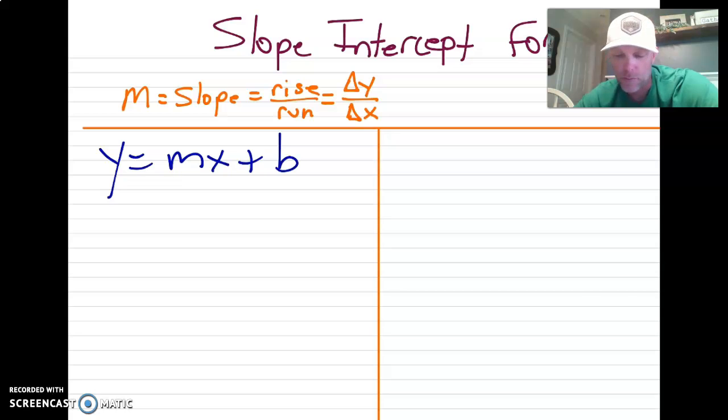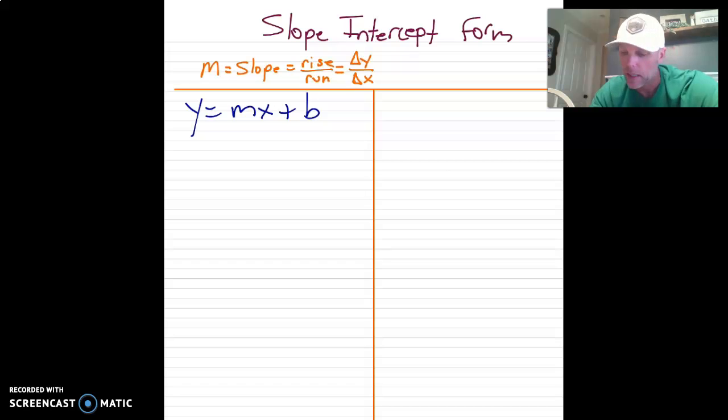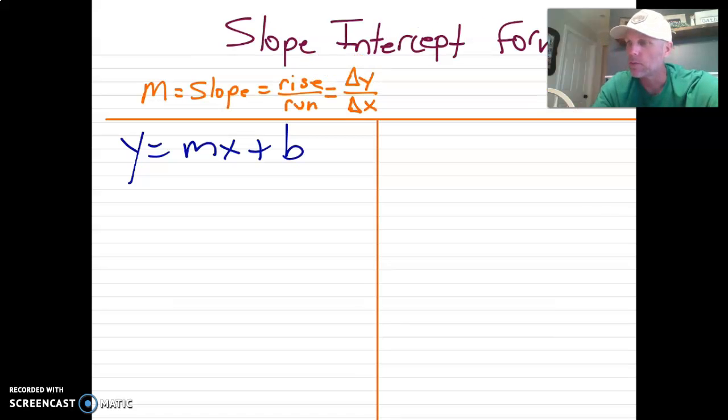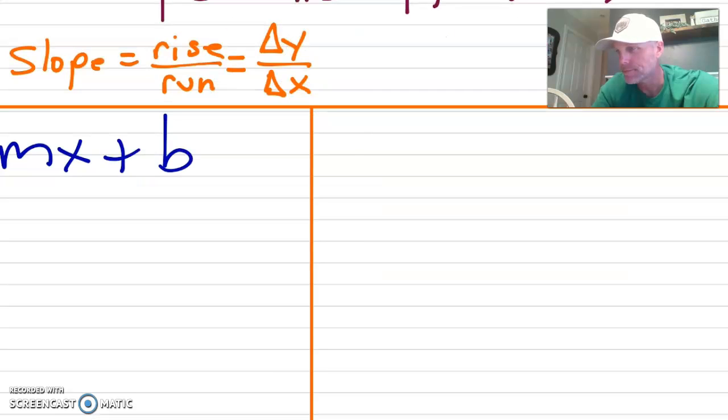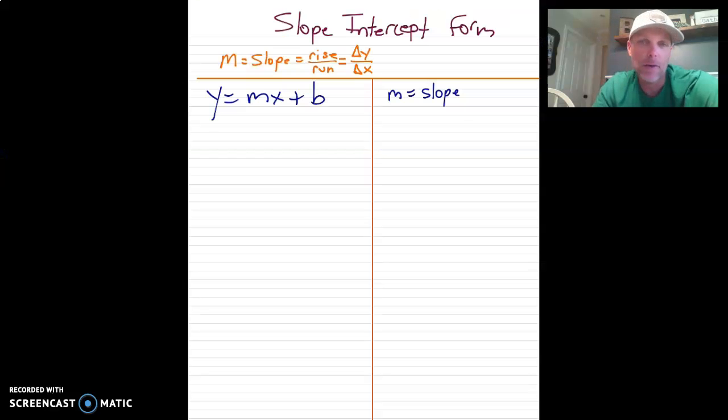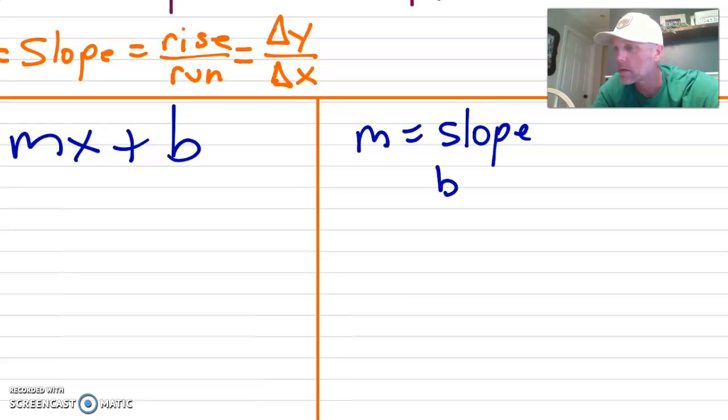and we will substitute after that. Okay, so y equals mx plus b. We know that the m is the slope. And now we know that the b is the y-intercept.